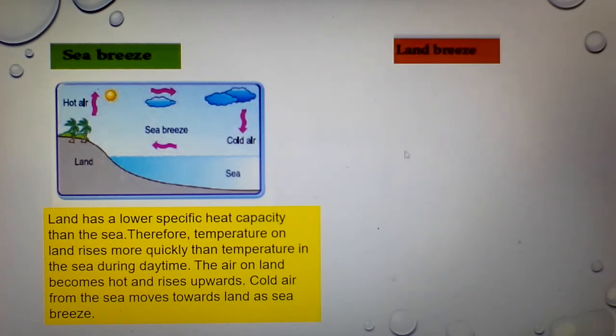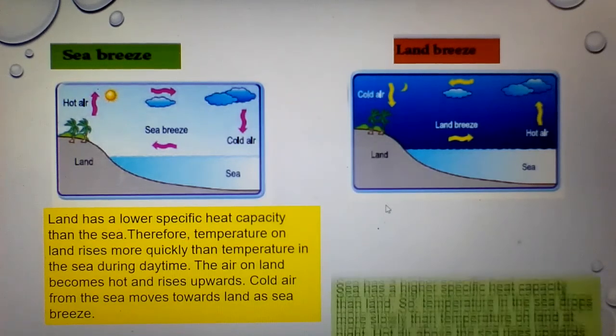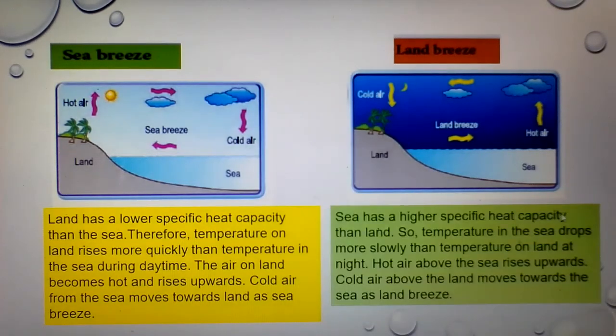The second one is the land breeze. This one occurs at night time, so it's the cooling hour. The sea has higher specific heat capacity than land, so the temperature in the sea drops slower than the temperature on land.